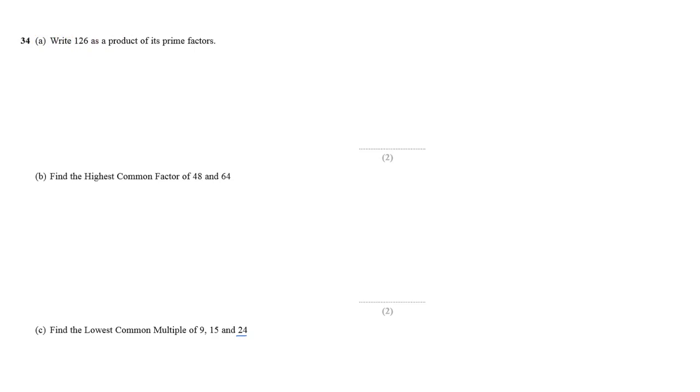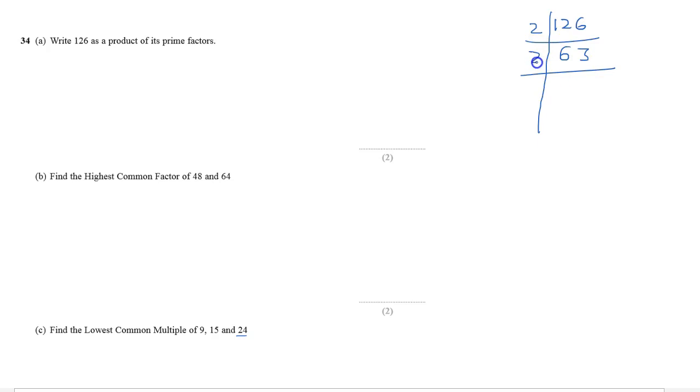Question number 34, part A. Write 126 as a product of its prime factors. So for prime factors, we divide it first by 2. 2 times 63 is 126. 63 cannot be divided by 2, so we have to divide by 3. 3 times 21 is 63. By 3 again, 3 times 7 is 21. By 7.